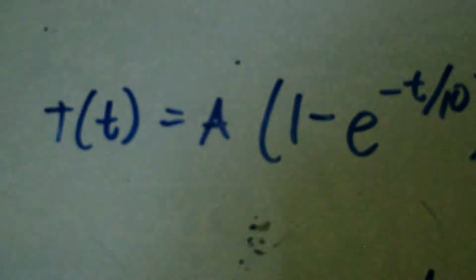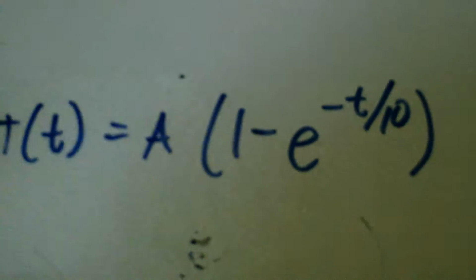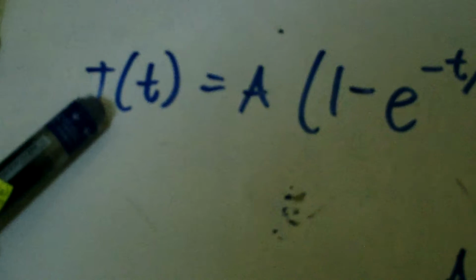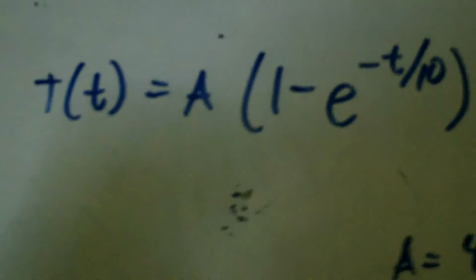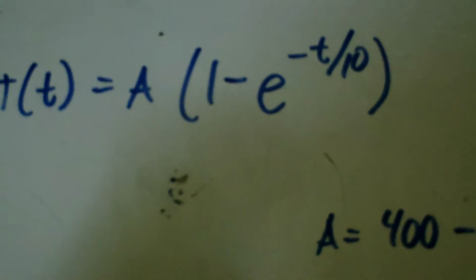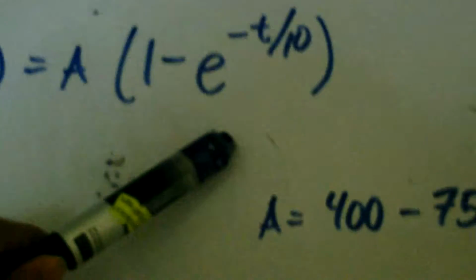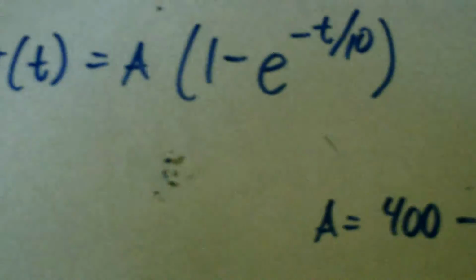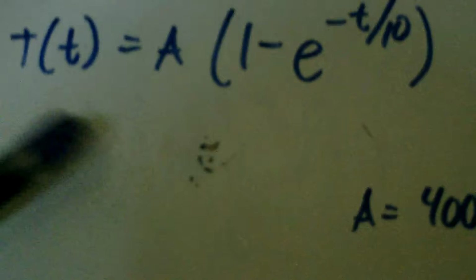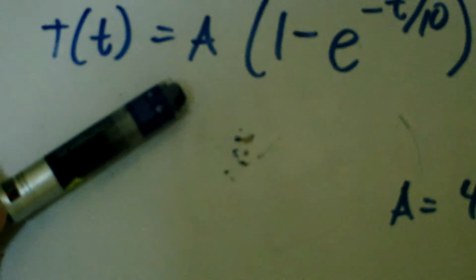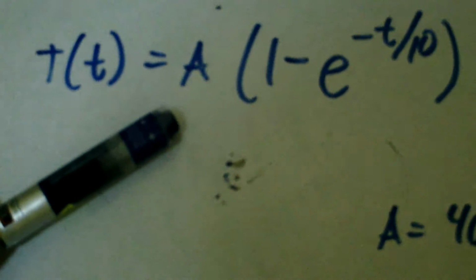Then from the equation earlier, we have Y(t) equals A times 1 minus e to the negative t over 10. Let's change that Y into T so it would be easier. So T(t) equals A times 1 minus e to the negative t over 10, where this 10 means that we are now focusing on the oil bath. And this A, as I discussed earlier, is the step change of magnitude.